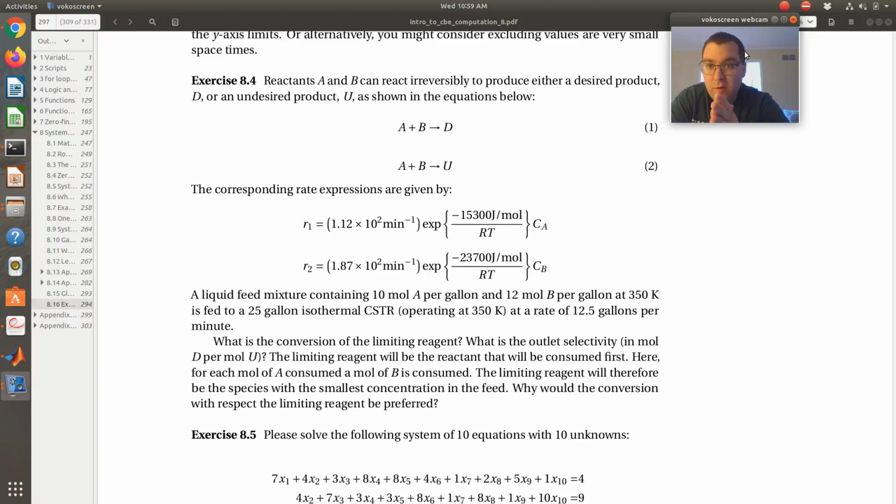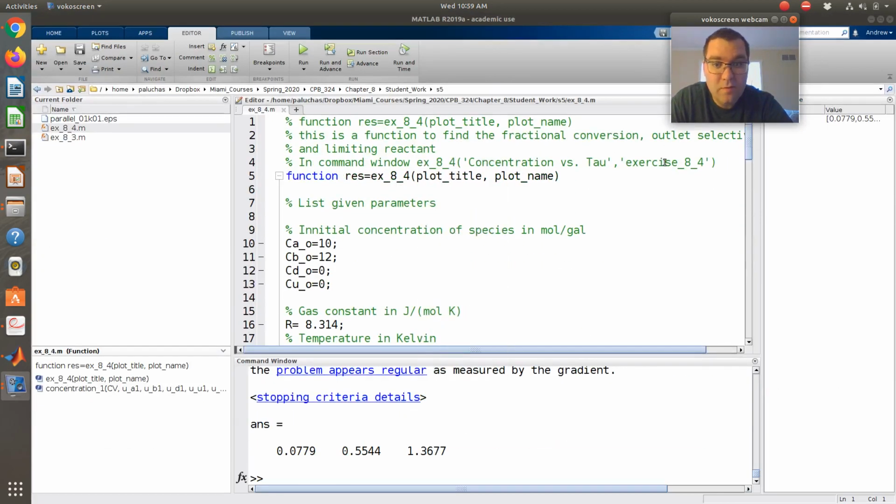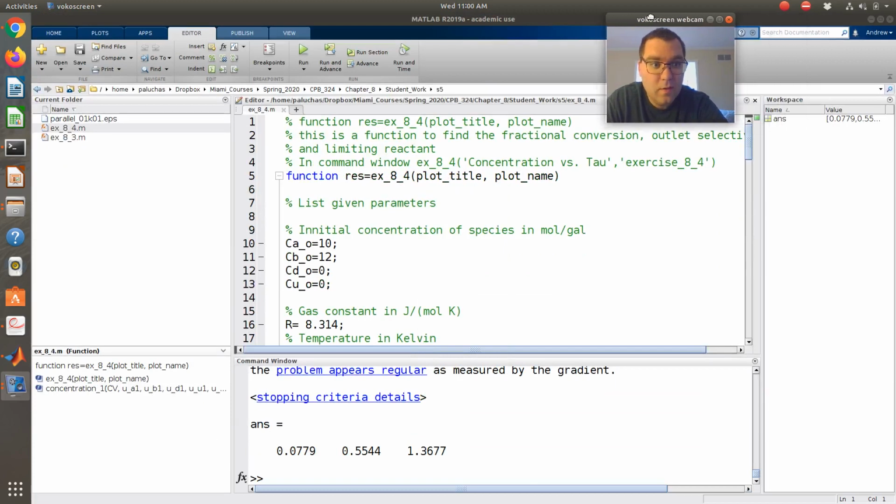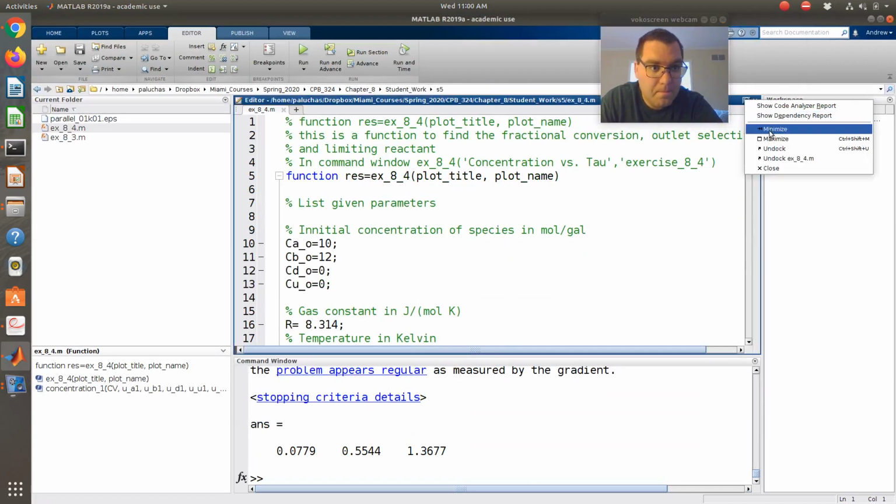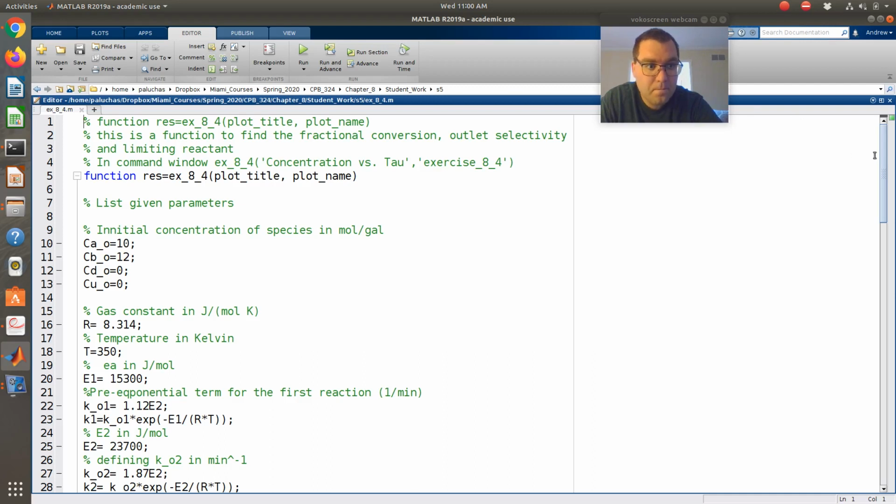Next is a request to help with exercise 4, which is very similar to exercise 8.3. So let's go take a look at what we received and see if we can't get it fixed up. All right, so here we have a function with inputs a plot title and plot name.